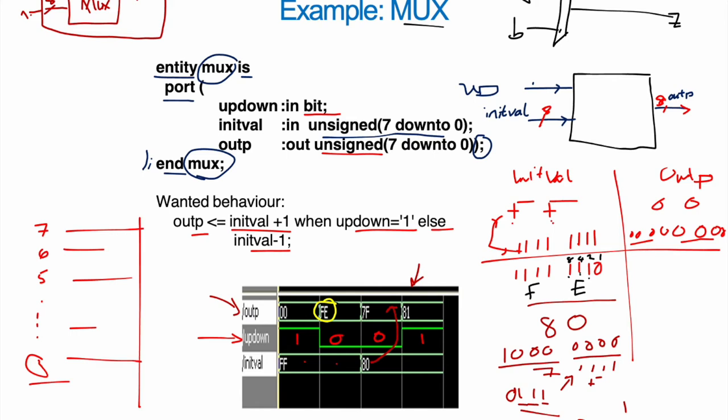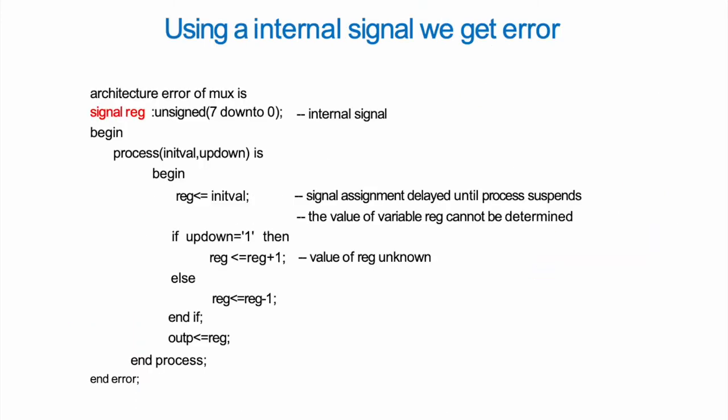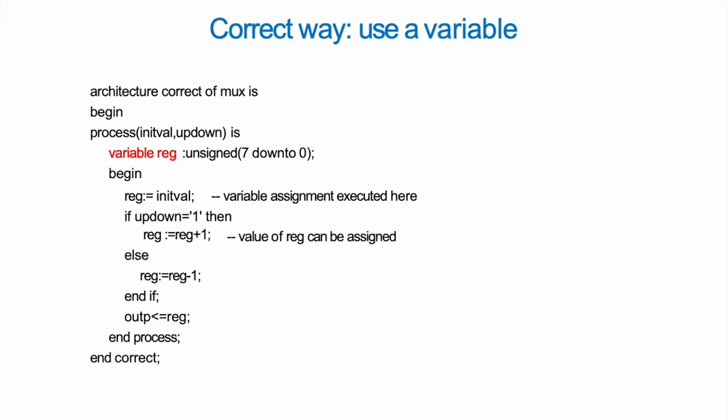And also we explained the top level entity and how it can be used as a test bed to simulate the entity you have created. So basically it's instantiating it as a component of a bigger design, where we've got the signal keyword, and then in here we are using the variable keyword.